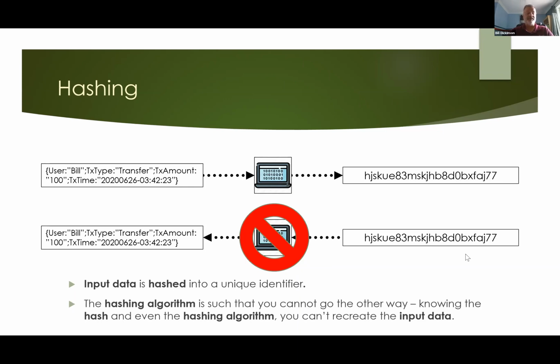And that's very important for what we call the immutability of the blockchain. The transactions can be added. You can add new ones that counteract a previous one, but you can never get rid of one that has already been added to the blockchain.